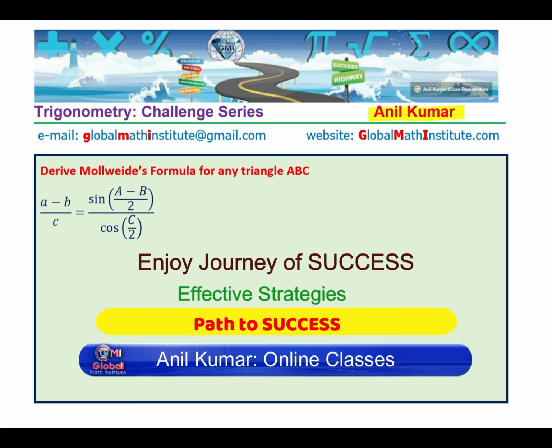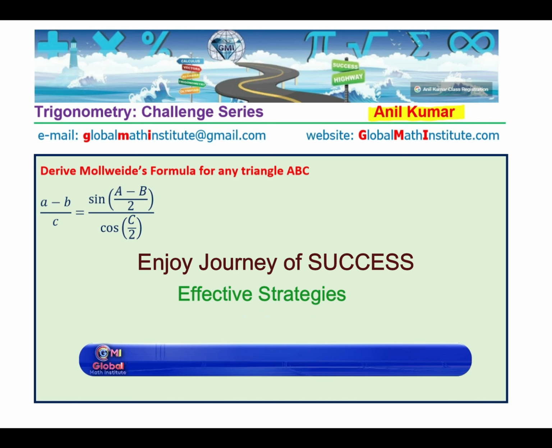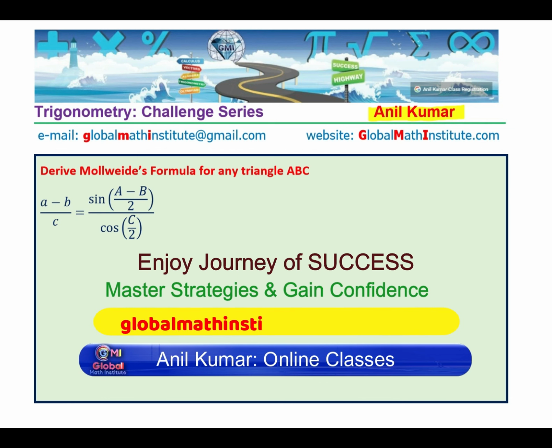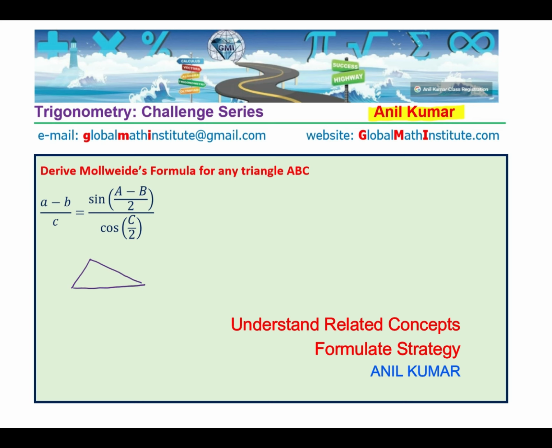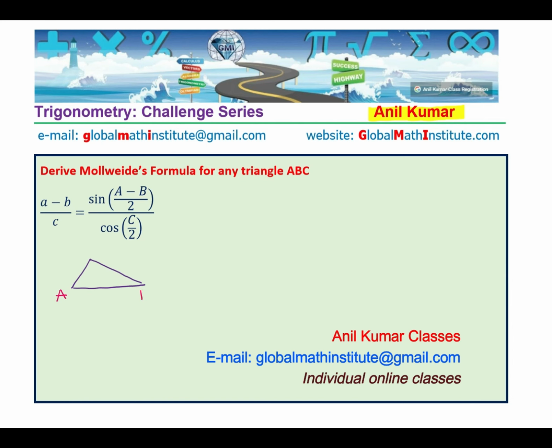We need to prove that (a minus b) over c equals sine of (A minus B) over 2 divided by cos of C by 2, where capital A, B, C are the three angles in a triangle and lowercase a, b, c are their corresponding sides. So let's first get some concepts clear. I'll sketch the triangle of our reference. Let's say that is the triangle, labeling it as ABC, which means that the opposite sides will be lowercase a, b, c.